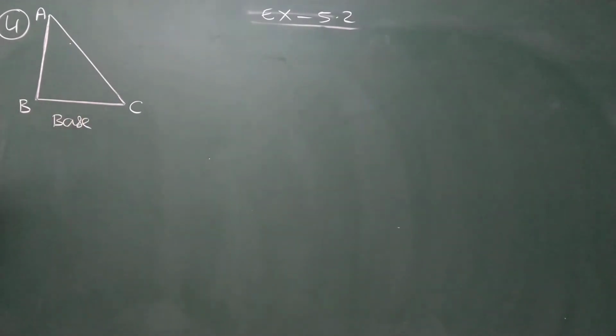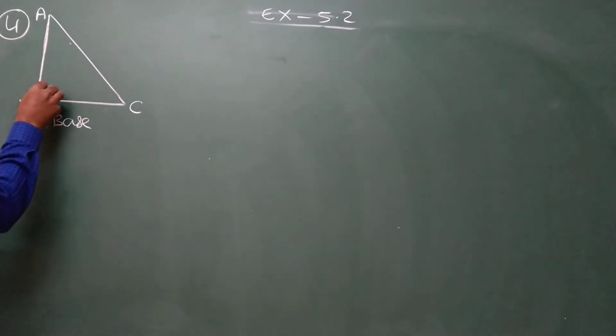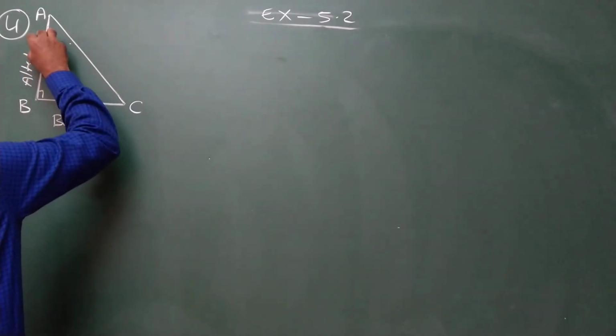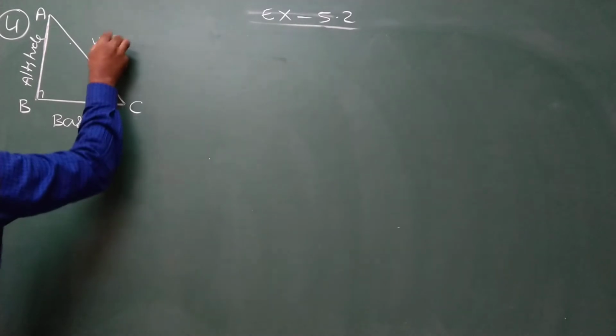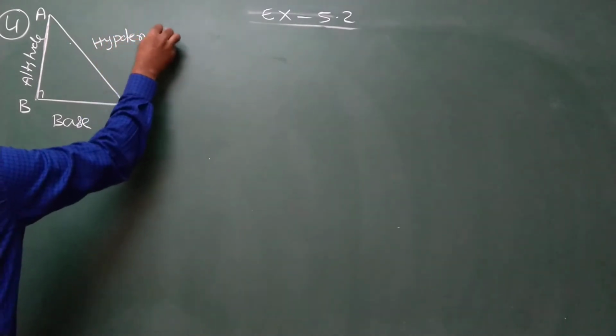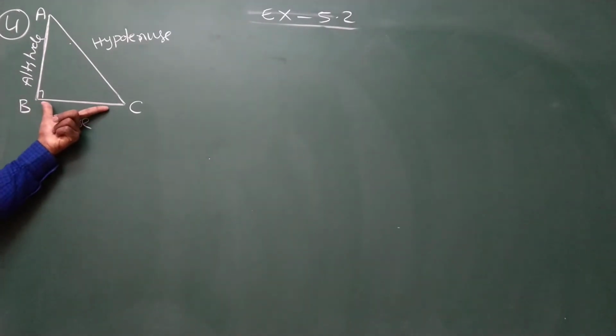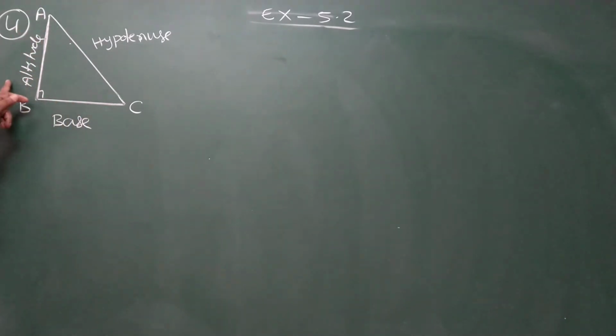This is named as base. And perpendicular, this is altitude. This is the hypotenuse. It is named like this in this question. We also call like this only. This is called base. Vertical line is called height, altitude or height. So this hypotenuse is this.